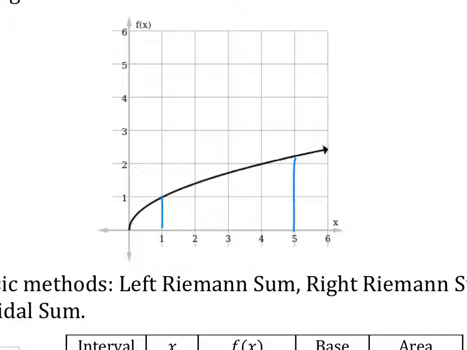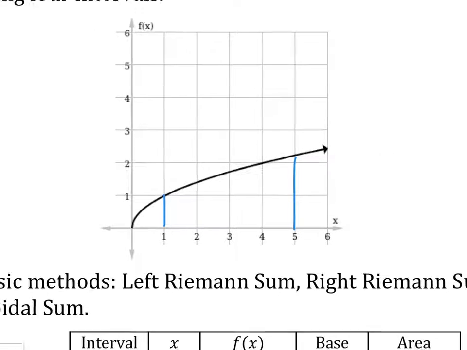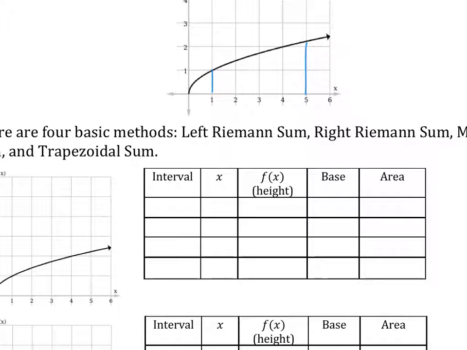Well, we have no way of actually finding the exact area. And this one, they actually only wanted us to use 4 intervals. So we can use Riemann sum. There are 3 types of Riemann sum. The first is called Riemann sum, the other one is called a midpoint sum, and the last one is trapezoid sum. So we're gonna do each one by one. First one, let's do left Riemann sum.